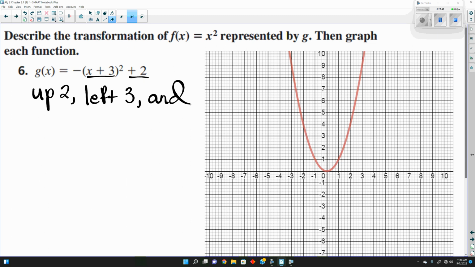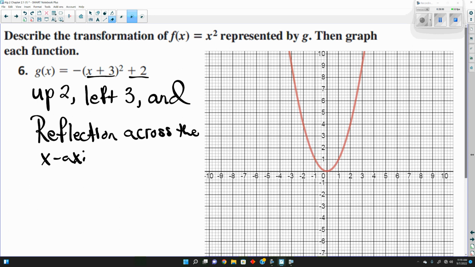And the negative would be a reflection across the axis. Since it's outside the parentheses, it's the x-axis. If it's inside the parentheses and connected with that x, it's across the y-axis.